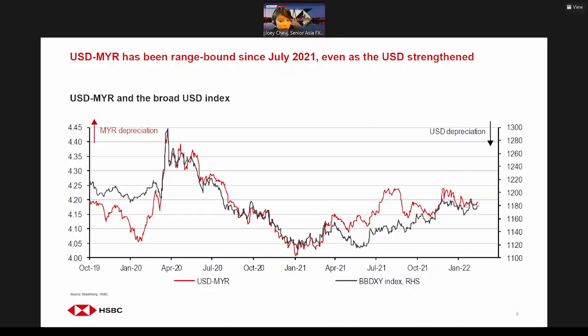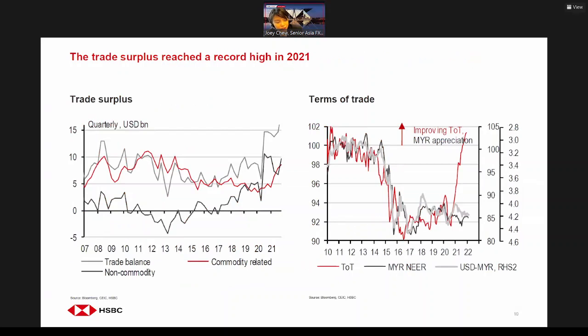So I think this is a good sign. But that being said, it could have been better. If you think about the trade balance, which Joseph already mentioned, breaking records and doing very well in both the commodity and non-commodity sectors, it's actually a little bit puzzling. Why is dollar ringgit moving sideways instead of falling? Because if you have such a strong trade balance, there should be a lot of conversion flows from dollar into ringgit, helping the ringgit to appreciate.